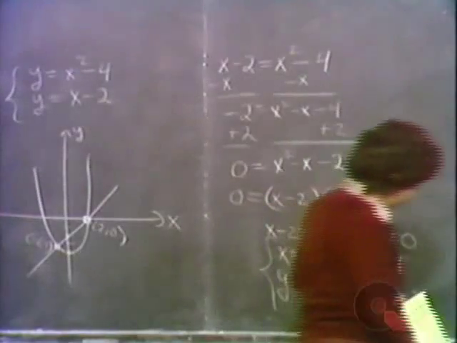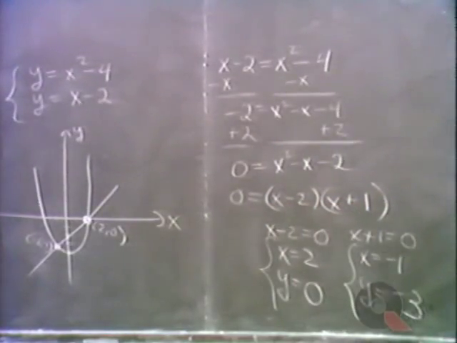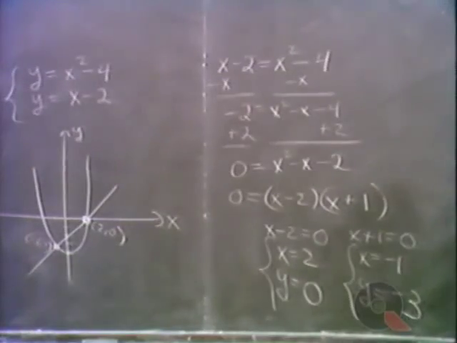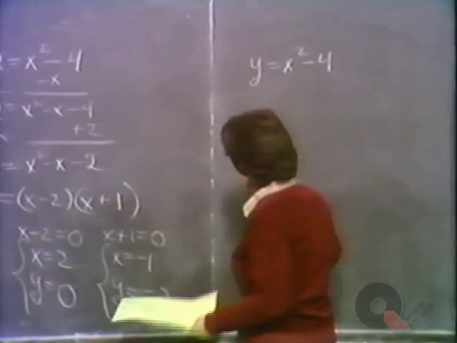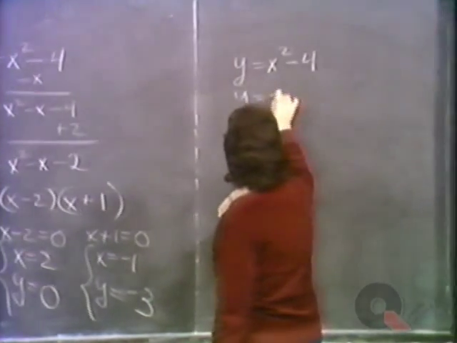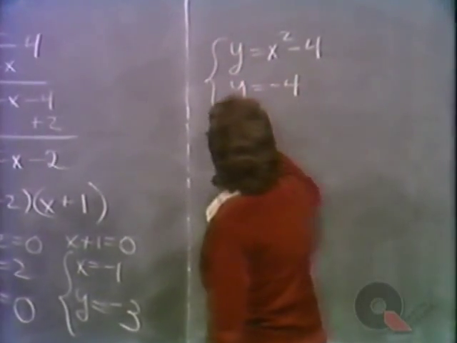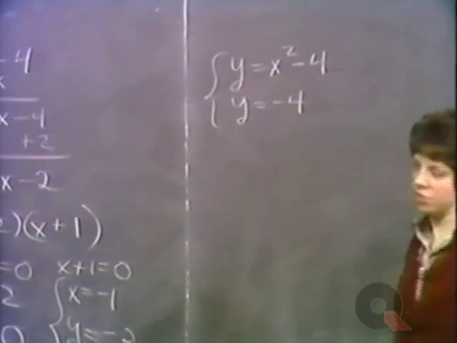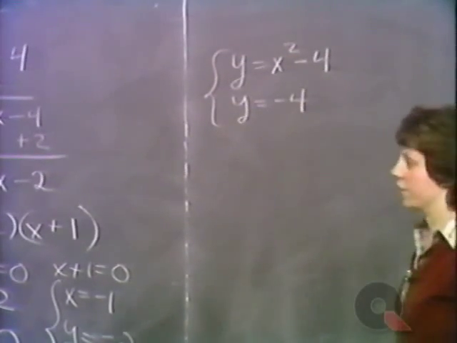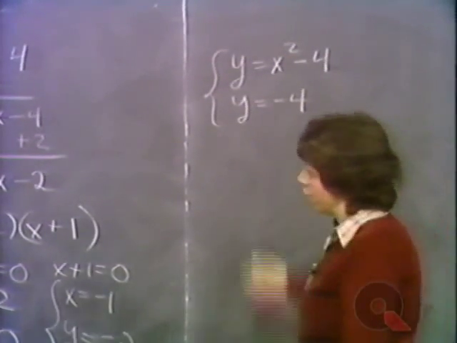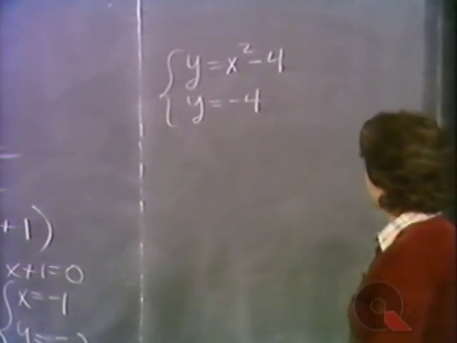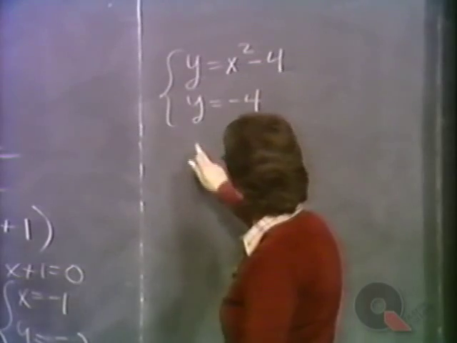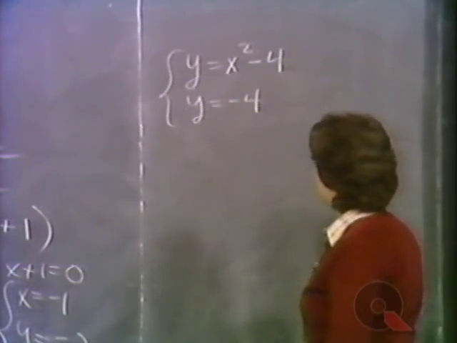Let's try another example. Let's use the same parabola that we had before, y equals x squared minus 4, but now let's use the line y equals -4. Here's, once again, a system of equations. At least one of the equations is second degree. If they were both first degree, it would be a system of linear equations. We've already learned how to solve those. Okay, let us solve by substitution.